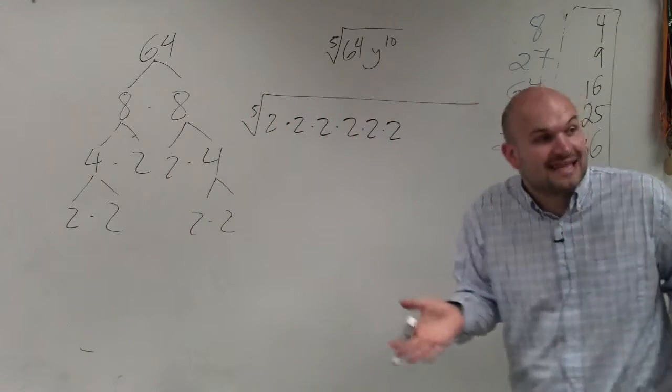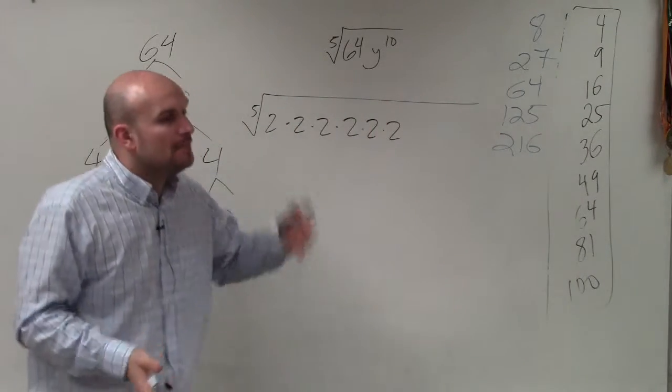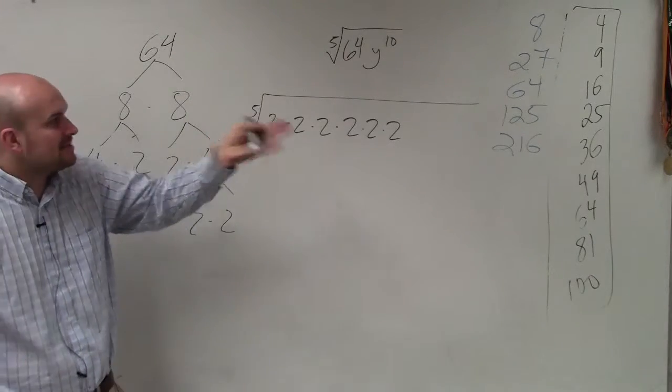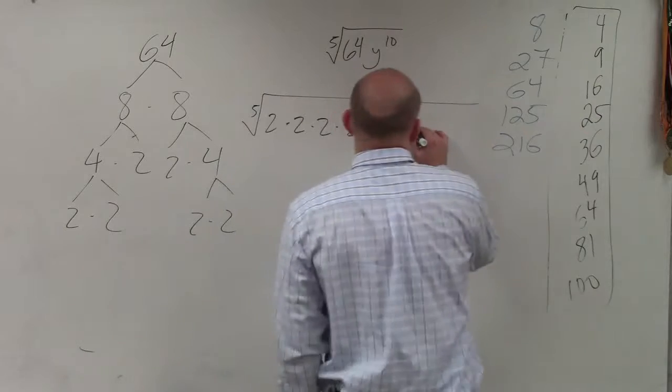And then y to the 10th, again, I can write y multiplied by itself 10 times, but I prefer to take it as y squared. How many times am I going to have to multiply y squared by itself to give you y to the 10th? 5 times. It's much quicker.